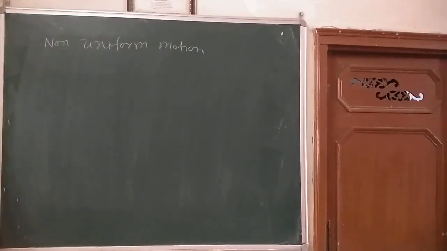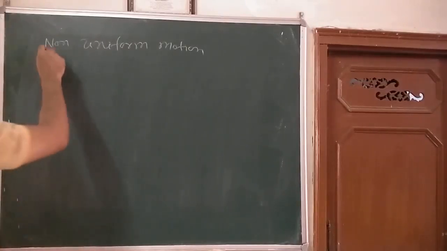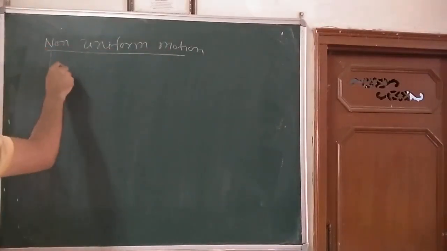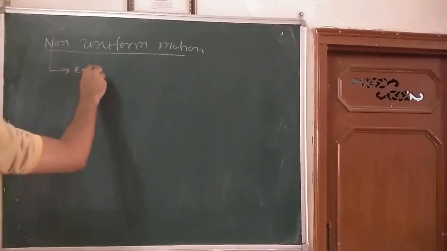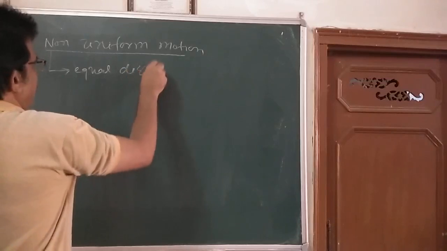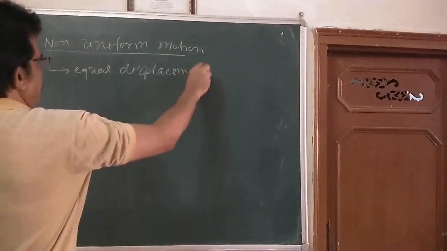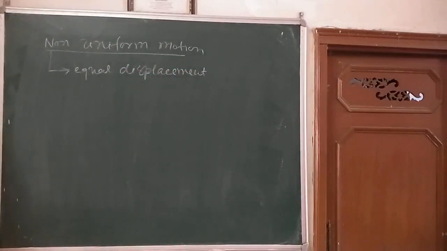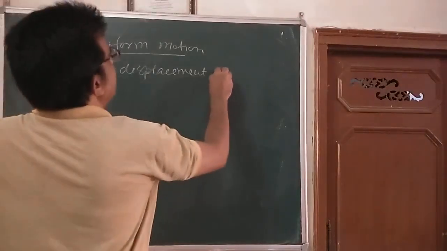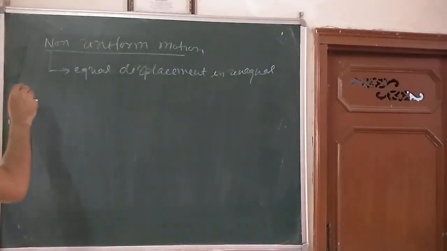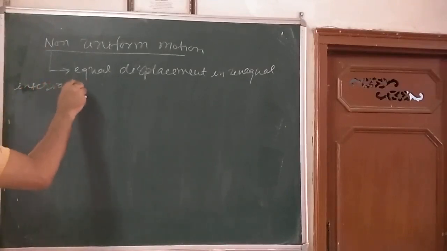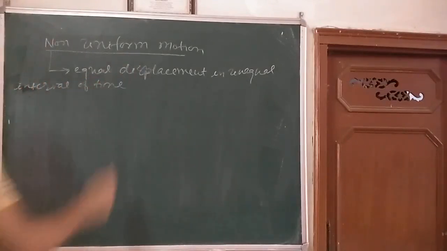In that motion, an object is said to be in non-uniform motion if it undergoes equal displacement in unequal intervals of time. Unequal intervals of time is called non-uniform motion.